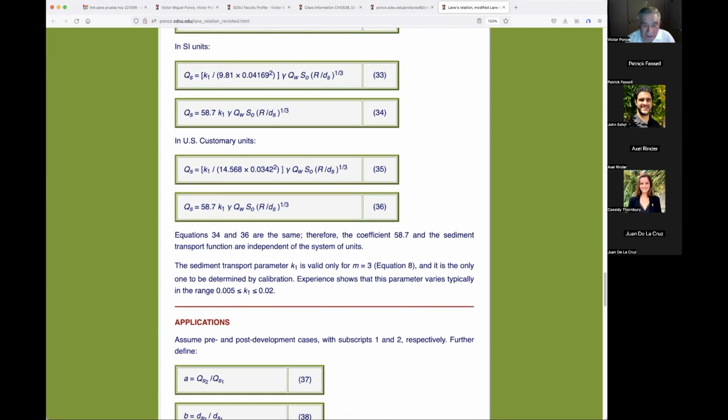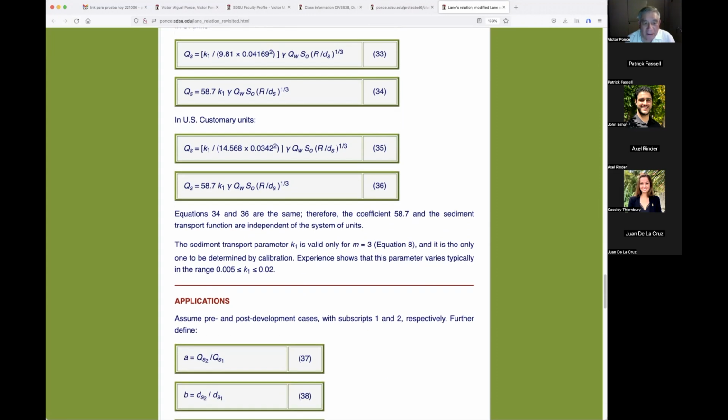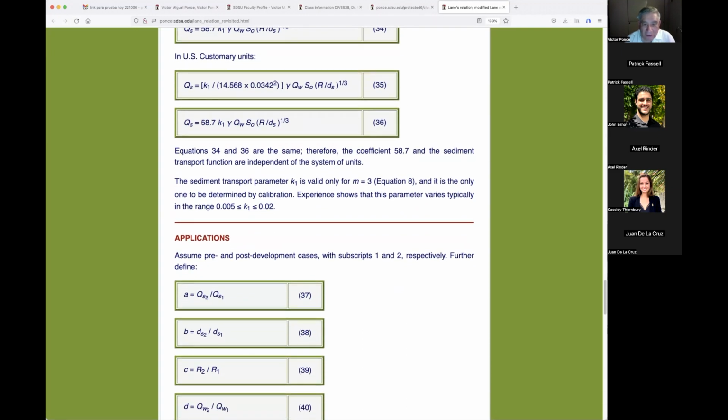There's something wrong in here. 34 and 36. Yeah, right. Basically it's okay. The sediment transport parameter is valid only for 3. Yeah, we use it for 3. Why 3? Why not 4, 5, or 6, or 7?